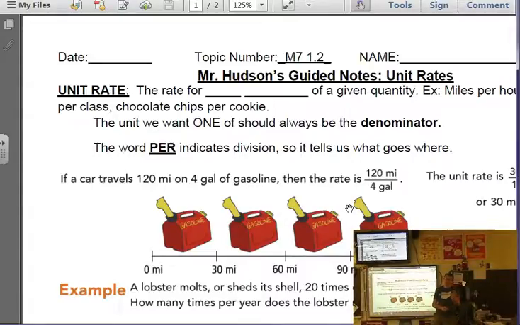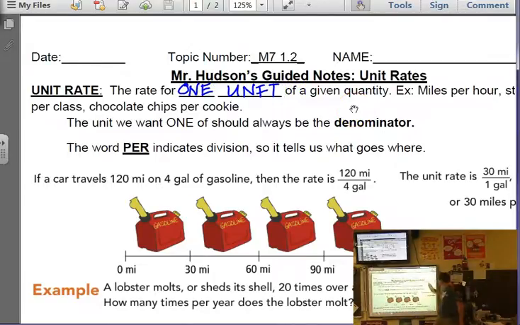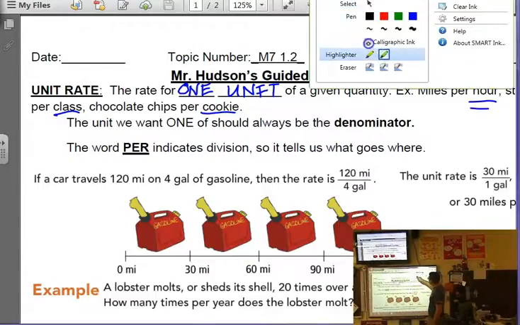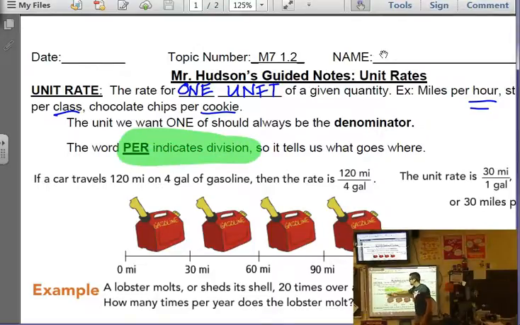It tells you what each individual quantity costs, because a unit rate, to bring us back to our notes, is the rate for 1 unit, that's where unit comes from, of a given quantity. So miles per hour is 1 hour. Students per class would be 1 class. Chocolate chips per cookie would be 1 cookie. So 1 has to be my denominator. And per, just like of meant multiplication, per indicates division. Per indicates division for us.